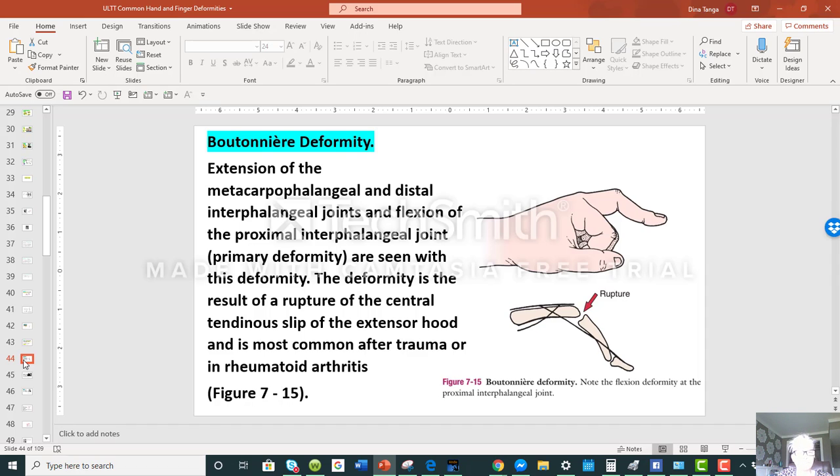Boutonniere deformity. Extension of the metacarpophalangeal and distal interphalangeal joints and flexion of the proximal interphalangeal joint, primary deformity, are seen with this deformity. The deformity is the result of a rupture of the central tendinous slip of the extensor hood and is most common after trauma or in rheumatoid arthritis.